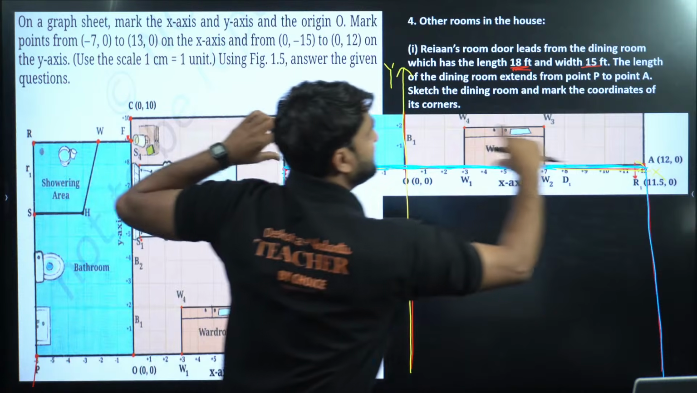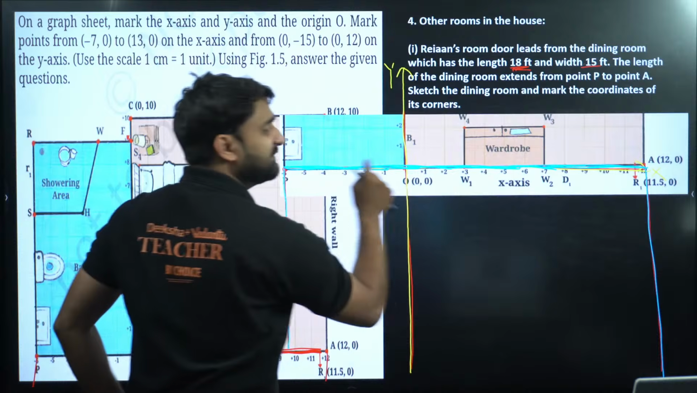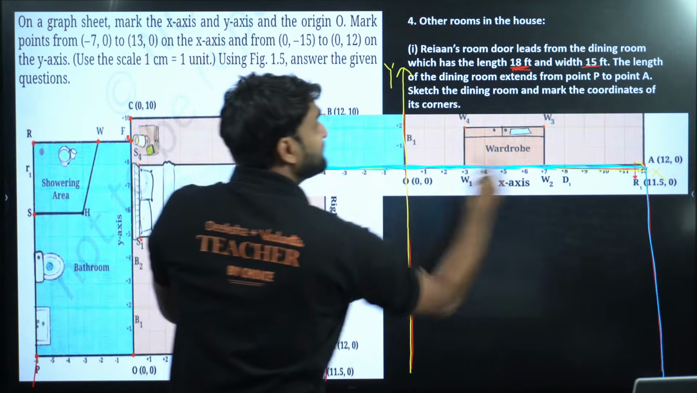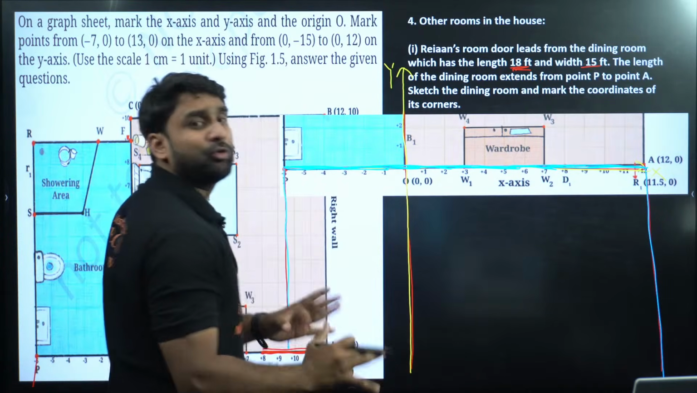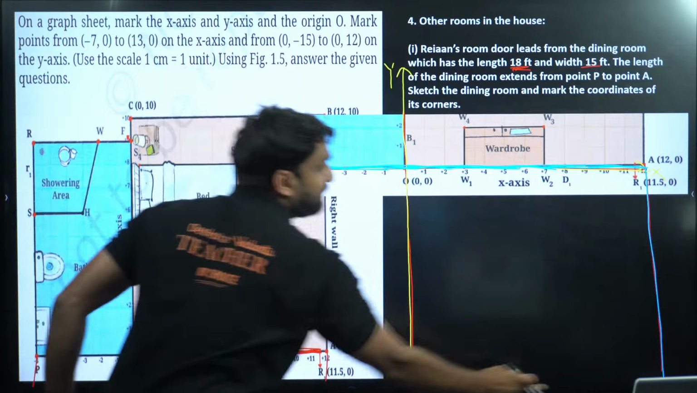This portion is of Rian's bedroom, and this is the entire wall of Rian's bedroom and bathroom, and this wall is of the dining room also. So this complete area is the dining room.